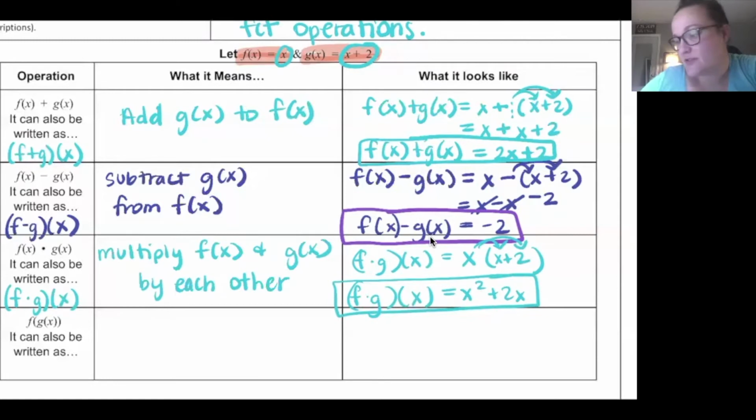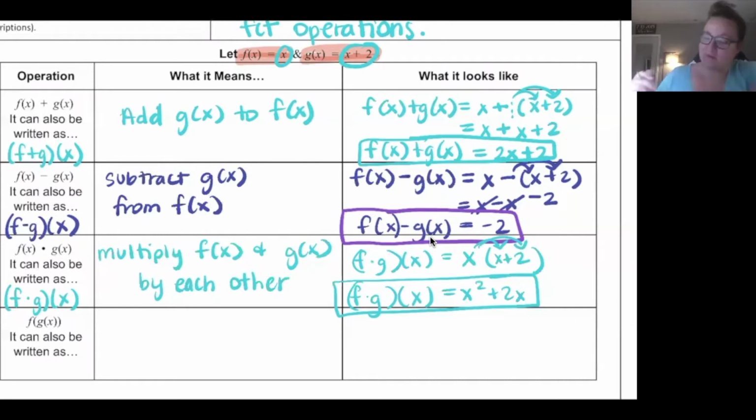All right, so adding, subtracting, and multiplying functions isn't too difficult. Now what we need to do, though, is learn how to take one function and plug it into another function. So normally we plug numbers into functions. Well, instead of plugging a number like 2 or 3 into a function, we're going to take a function and plug it into a function.